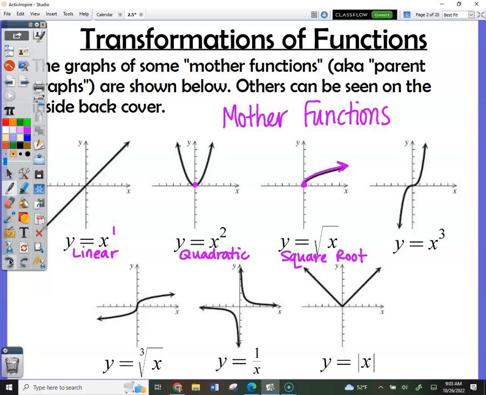All right, cubic. This is the cubic function. The mother function is just an x to the third power. You are going to have to memorize this curve. I'm highlighting it because this is the one you really got to commit to memory. You're going to have to memorize it.